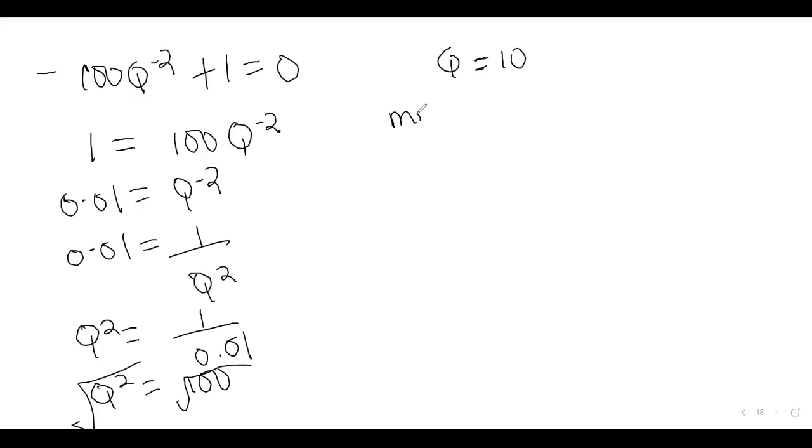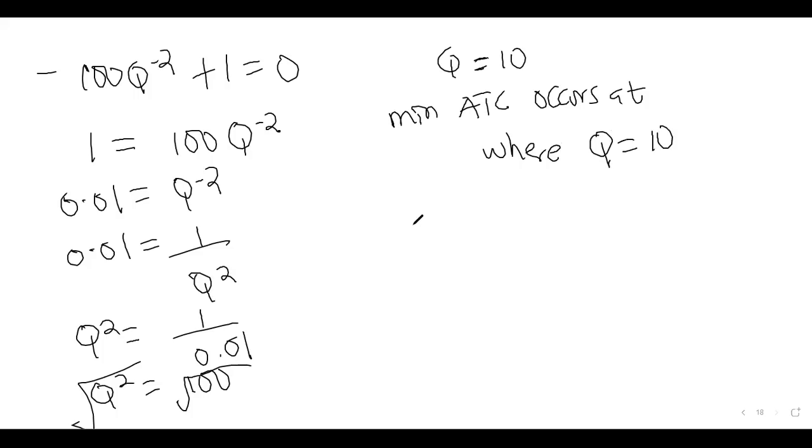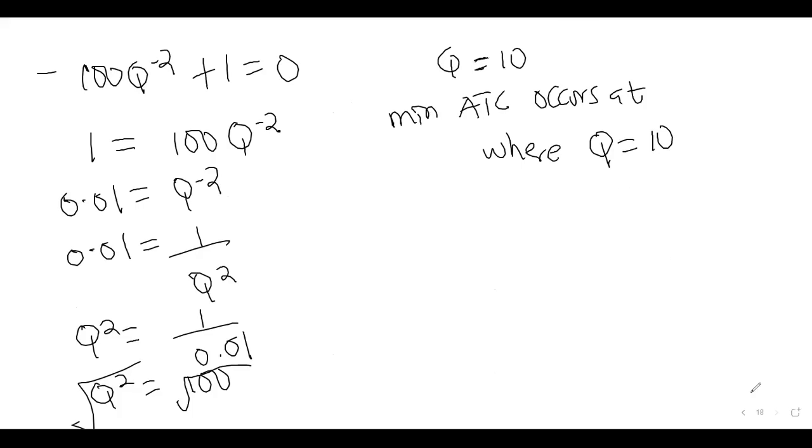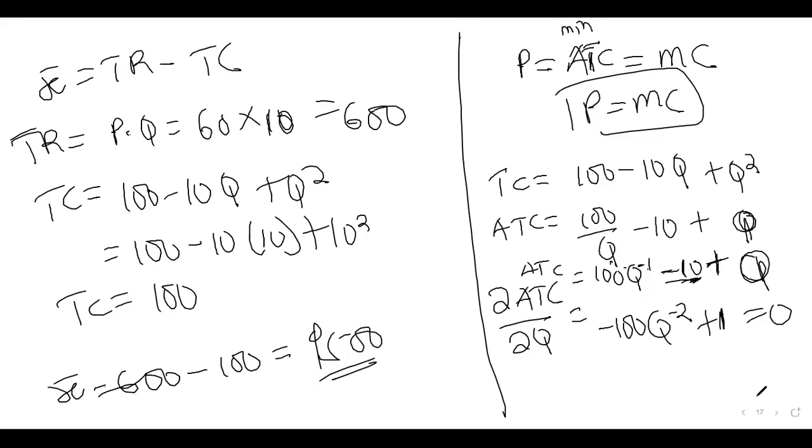So it means that the minimum of the average total cost occurs where Q is equal to 10, okay? That means that if we put this Q, which minimizes average total cost, into the average total cost function, we should get the minimum average total cost. Because this Q is the quantity that minimizes the average total cost, if I put this quantity in the average total cost function, I'm supposed to get the minimum average total cost.